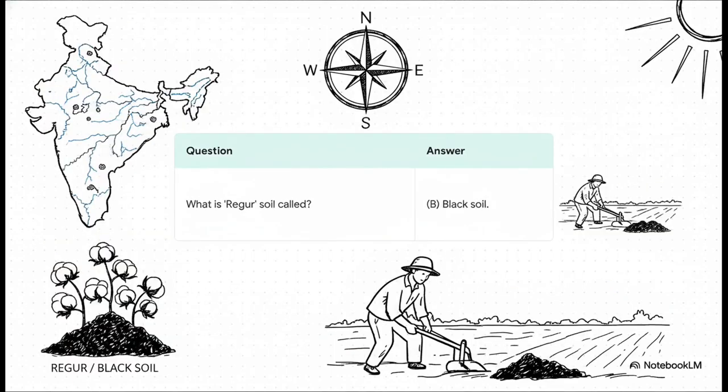Now let's switch gears over to geography. And guess what? We see a really similar pattern. It starts with the basics. This question right here is pretty much a vocabulary test. You either know that Regur soil is another name for black soil, or you don't. It's a fundamental term for understanding India's agriculture.